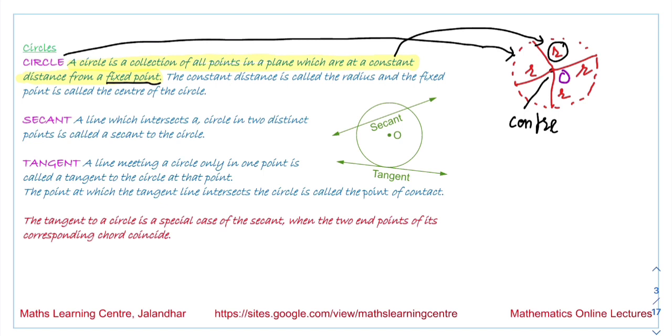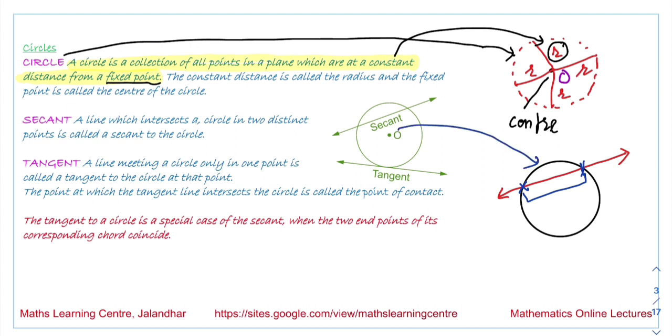Next we have the definition of a secant. A secant is a line. Suppose we have a circle, we can draw a line, and this line is intersecting the circle at 2 points over here. This is a chord, and the line is intersecting at 2 points. Then any line which intersects the circle at 2 distinct points is called a secant.